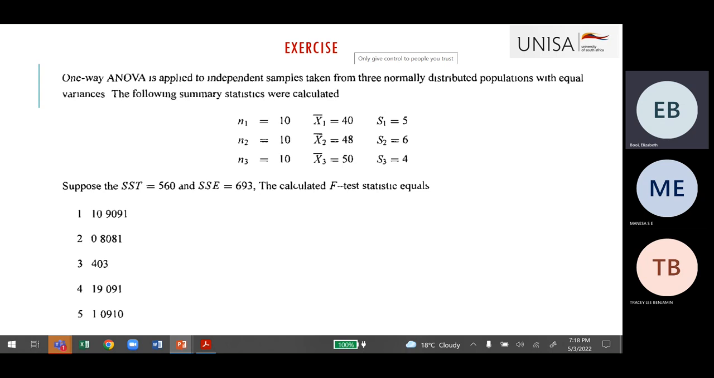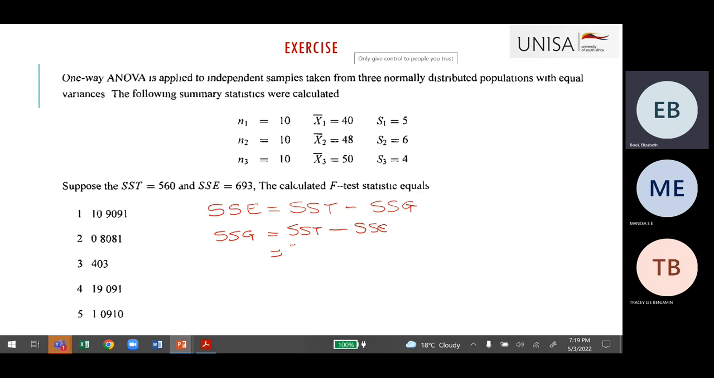What they haven't given you here is your SSG, and they didn't give you your MSG. But if you can remember that SSE is equal to SST minus SSG, you can find SSG, right? Because if I move SSG to this side, it will be positive, and I move SSE to this side, it will be negative. And then I can just substitute the values.